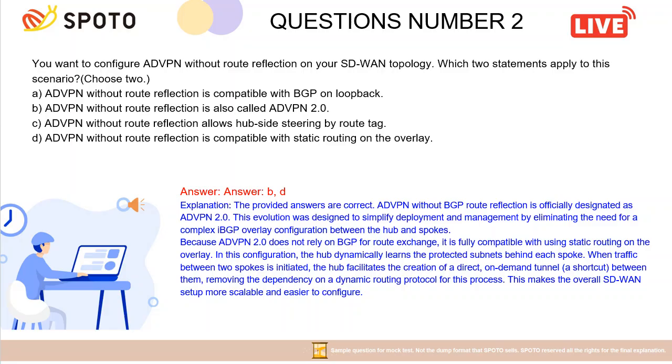In this configuration, the hub dynamically learns the protected subnets behind each spoke. When traffic between two spokes is initiated, the hub facilitates the creation of a direct, on-demand tunnel, a shortcut, between them, removing the dependency on a dynamic routing protocol for this process. This makes the overall SD-WAN setup more scalable and easier to configure.